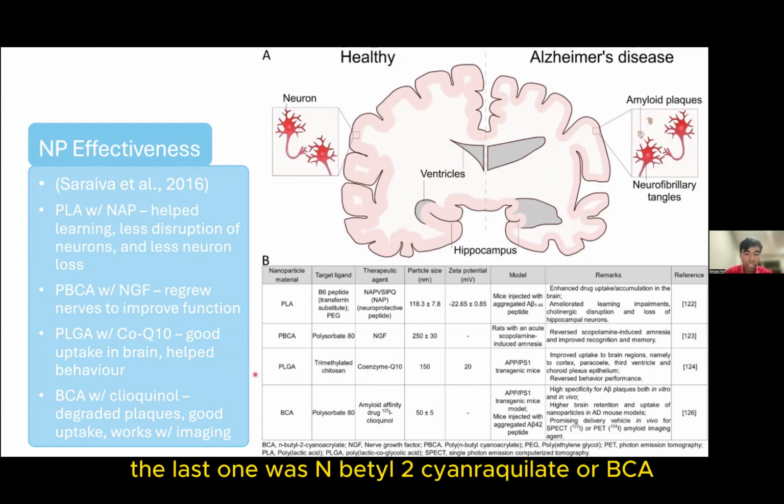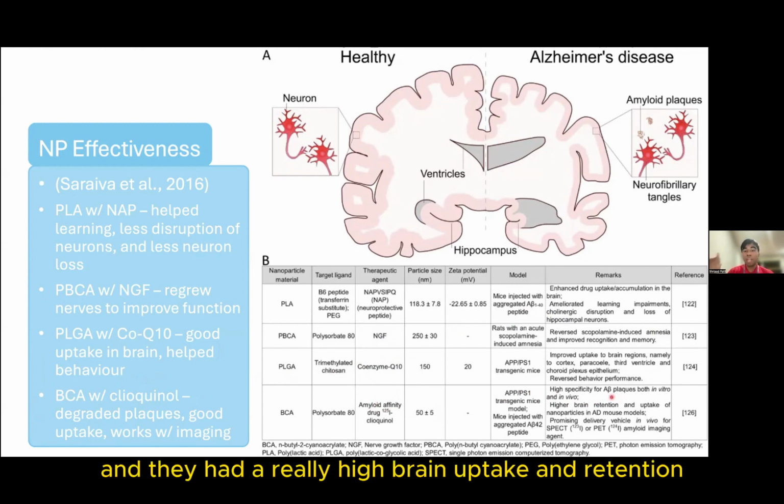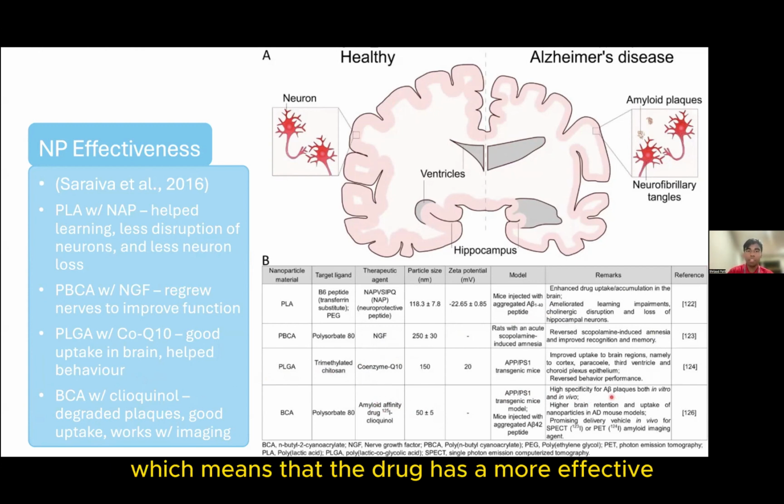Finally, the last one was N-butyl 2-cyanoacrylate, or BCA, used with chloroquinol, which is originally a drug to treat fungal infections, I believe. The good thing about this is it specifically targeted those amyloid beta plaques that are so prevalent in the Alzheimer's disease process, in all the trials that they used, and they had a really high brain uptake and retention, which means that the drug has a more effective time in the brain before being discarded.